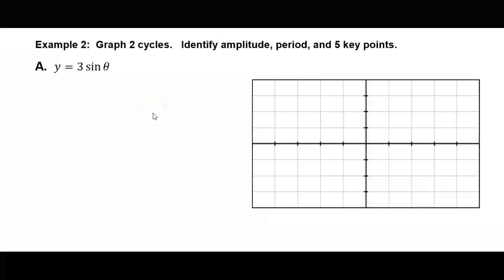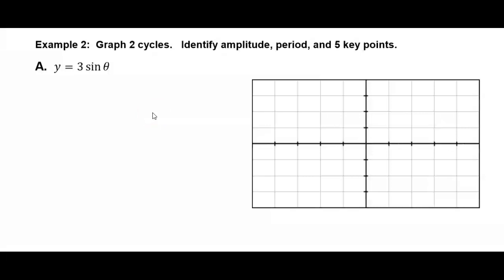So now we are going to do part 2, which we're actually going to make some graphs of some sine waves. So example 2 says graph 2 cycles, identify the amplitude, period, and 5 key points. So again, when we look at this, we said our general form is y equals a times sine of b theta. So our a value is going to be 3, and our b value is going to be 1 because there's a 1 theta there.